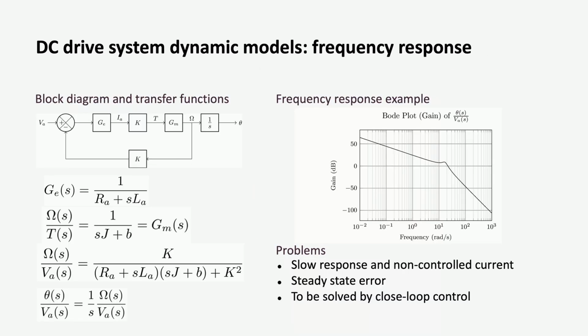Having all the involved transfer functions written down on the slide, we can see the frequency response from the armature voltage to the angular position. The Bode plot represents a third-order transfer function with a resonance frequency at R_A over L_A. To ensure that the motor follows the desired speed or trajectory, a feedback-based closed-loop control should be implemented.